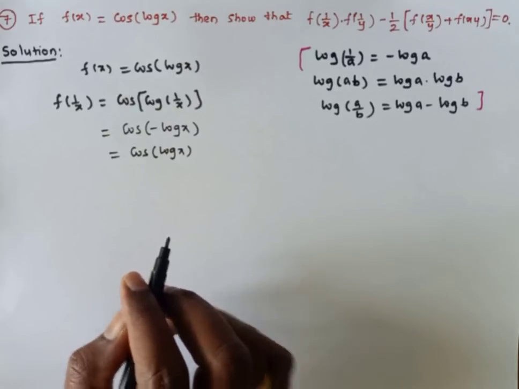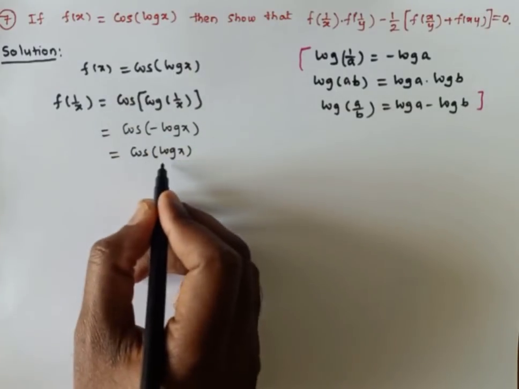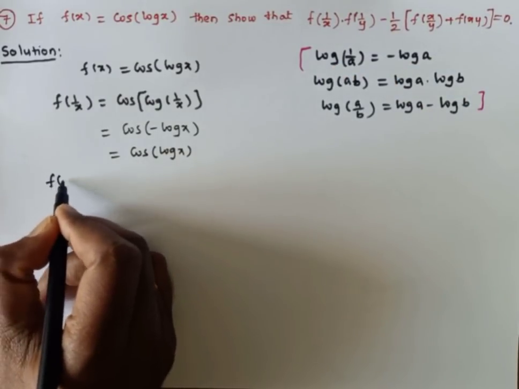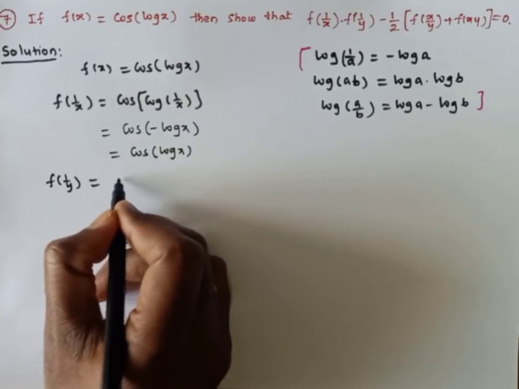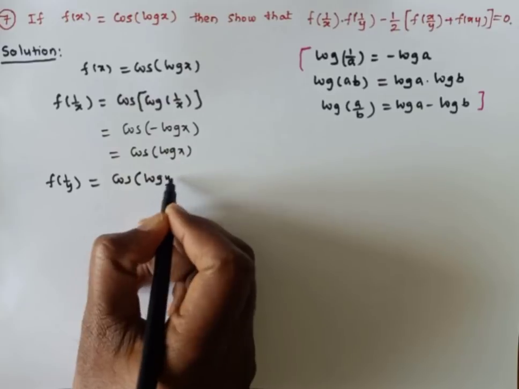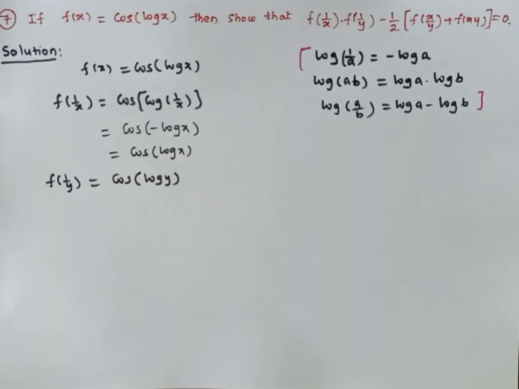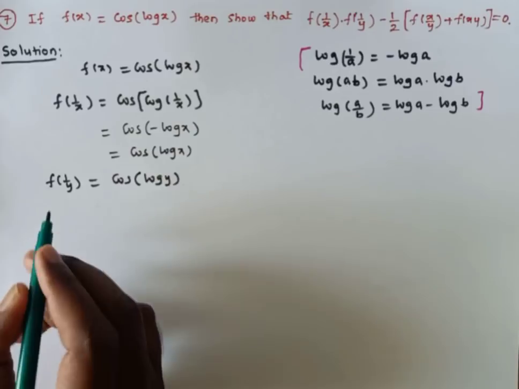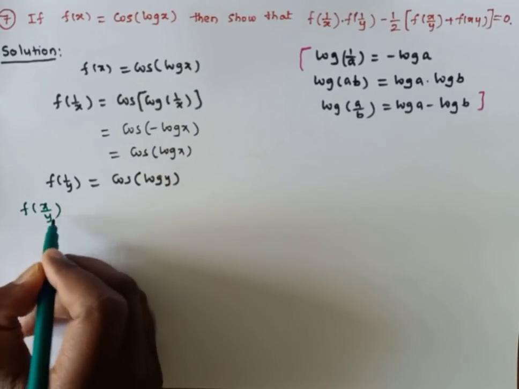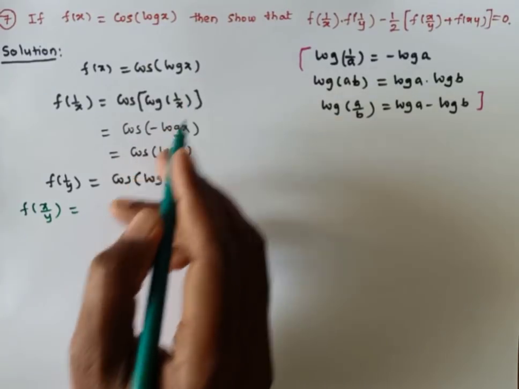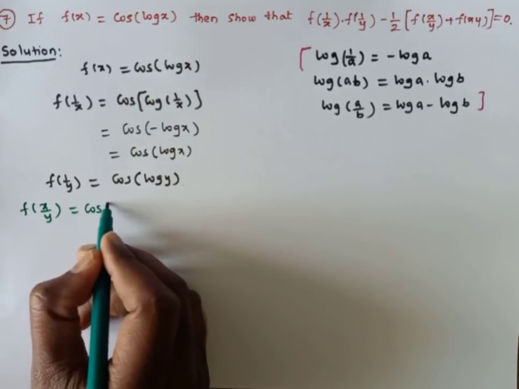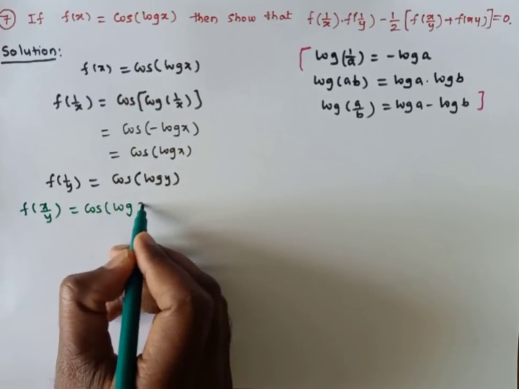Now similarly, f of 1 by x is cos of log x. In the same way, f of 1 by y is equal to cos of log of y. And you can evaluate f of x by y here. By replacing x with x by y, what happens? This is cos of logarithm of x by y.